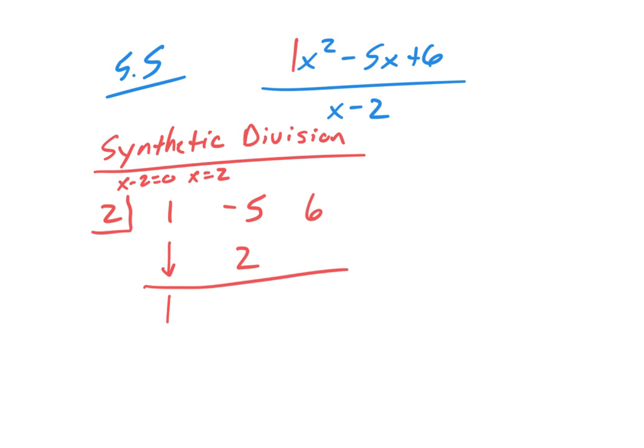And then we're going to add -5 and 2 together, and we get -3. And we just keep repeating that process. Now I'm going to take 2 times -3, which is -6, and we get a remainder of 0. The last number on that bottom row is always my remainder. You're not always going to get a remainder of 0. I'll show you one in a little while that does not have a remainder of 0. So don't think that you'll always end up with a remainder of 0.